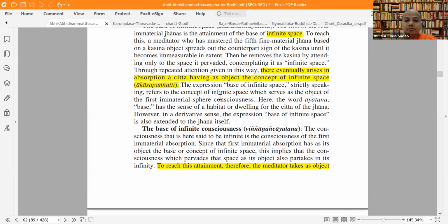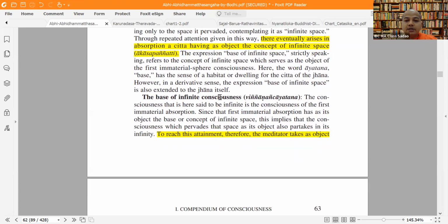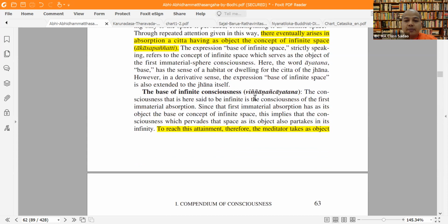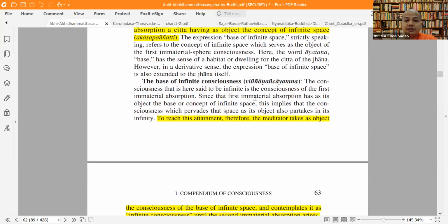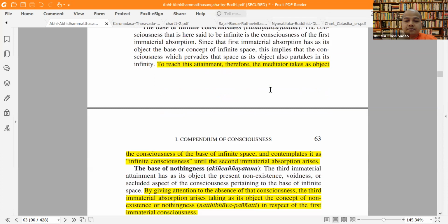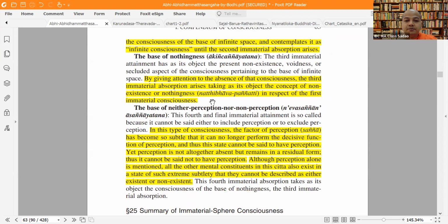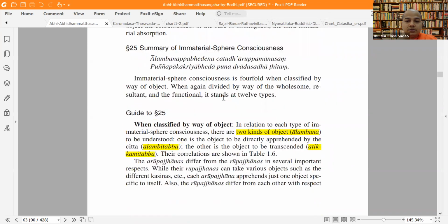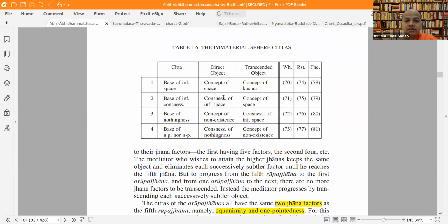And from the first arupa jhana to the second arupa jhana, when you move forward, initially you have the object of meditation as infinite space, until it changes to infinity of consciousness. Similarly, from infinite consciousness to nothingness, and the following one. So look at this chart, it becomes clear.